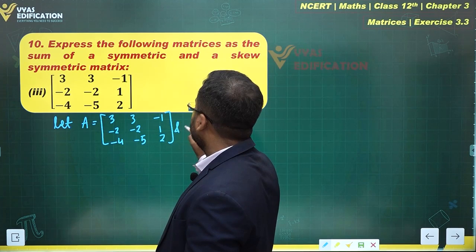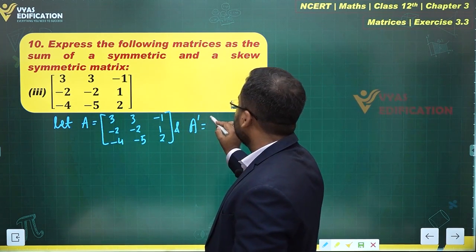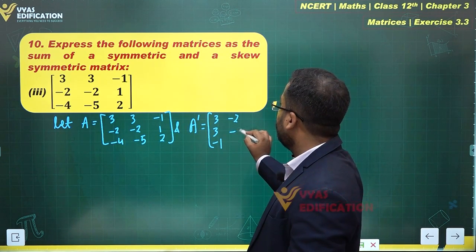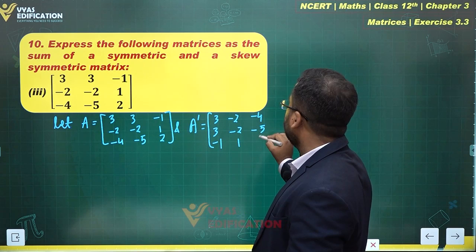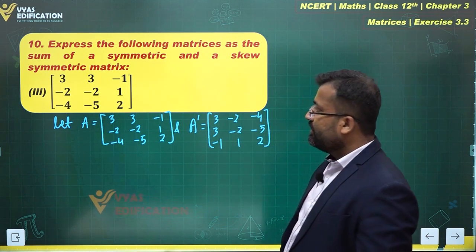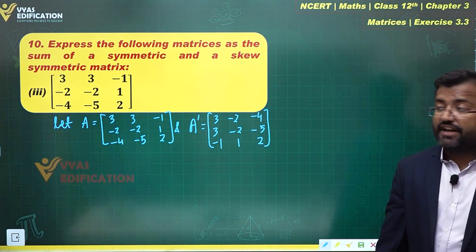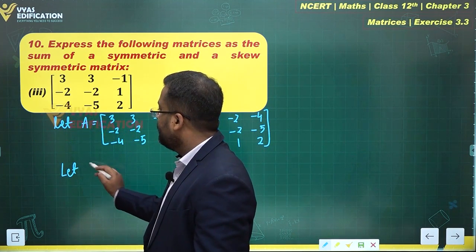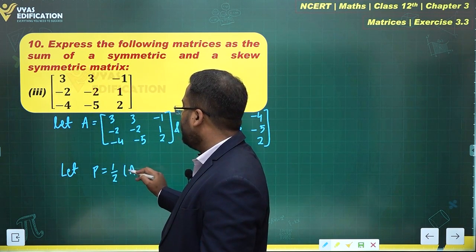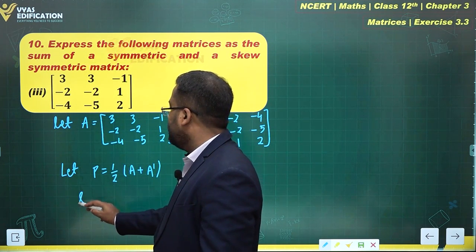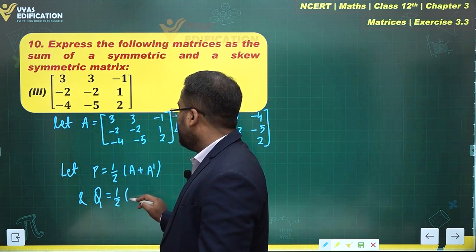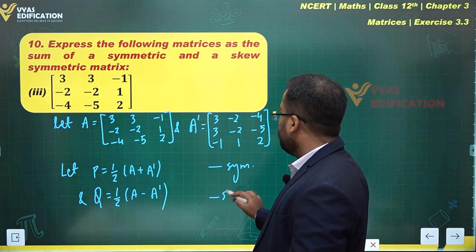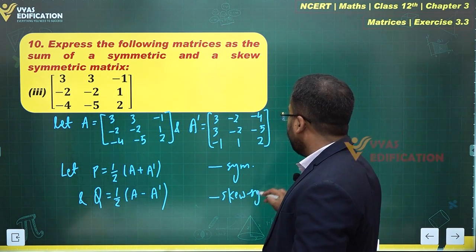and A transpose would be equal to what? This is 3, 3, minus 1, minus 2, minus 2, 1, minus 4, minus 5, 2. This is what I have. Let A equals this matrix and A transpose equals this matrix. Let P equals half of A plus A transpose and Q equals half of A minus A transpose. This will be symmetric and this will be the skew symmetric matrix that we require.